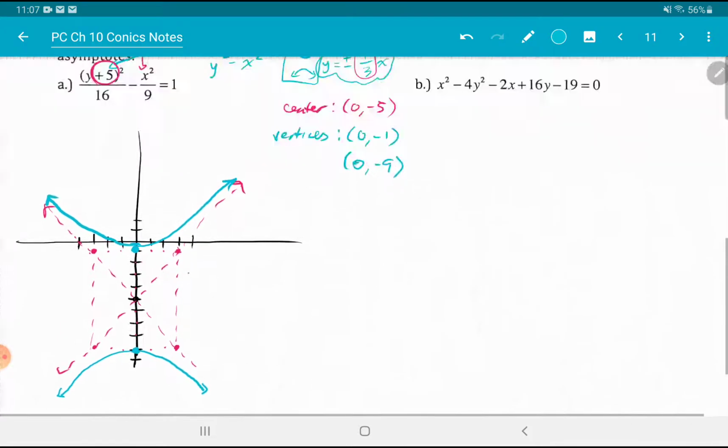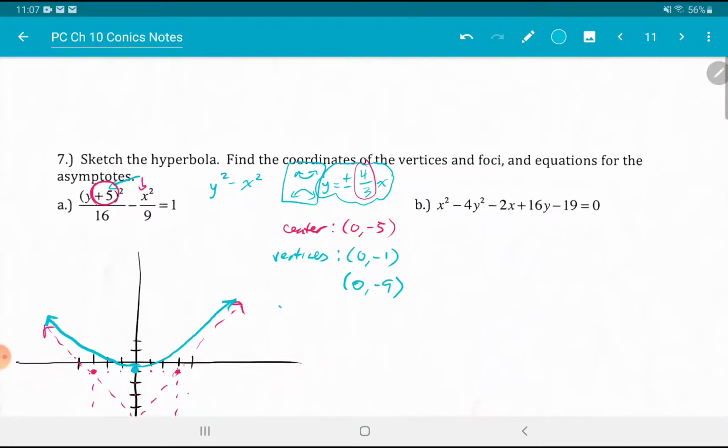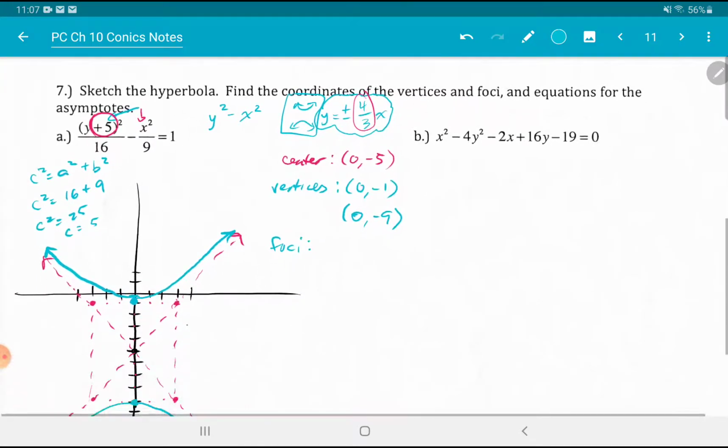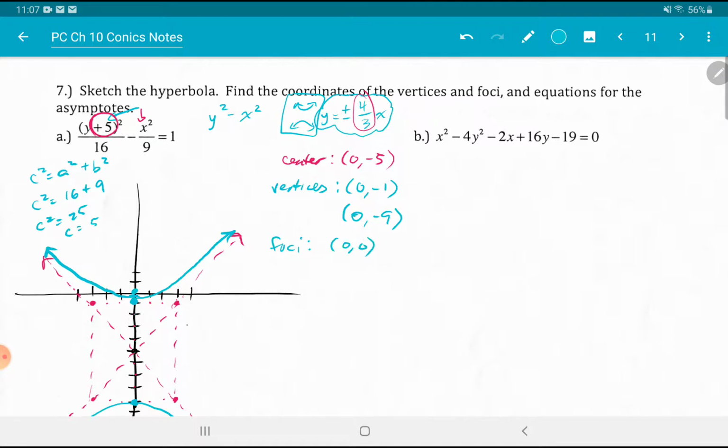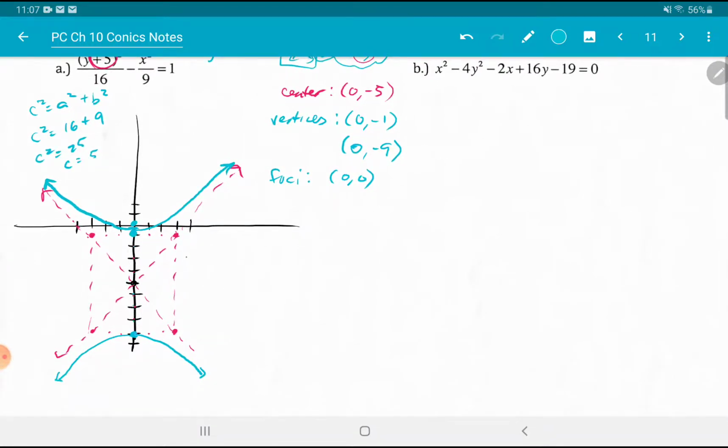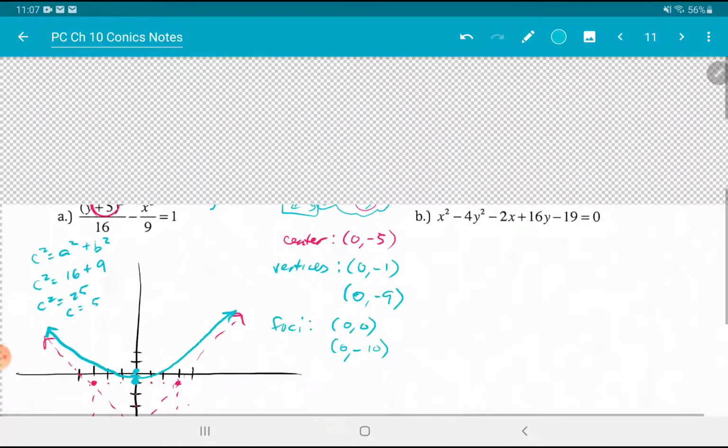And then we need to also find the foci. Remember, the foci can be found using c squared equals a squared plus b squared. So that'll be 16 plus 9. That'll give us a value of 25, or basically c is 5. Which means from the center, we go 1, 2, 3, 4, 5. That's actually at the point 0, 0. And we also go down from the center, 1, 2, 3, 4, 5. That'll be at the point 0, negative 10.